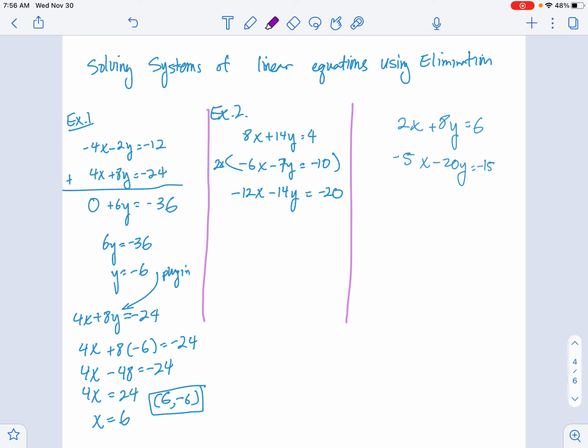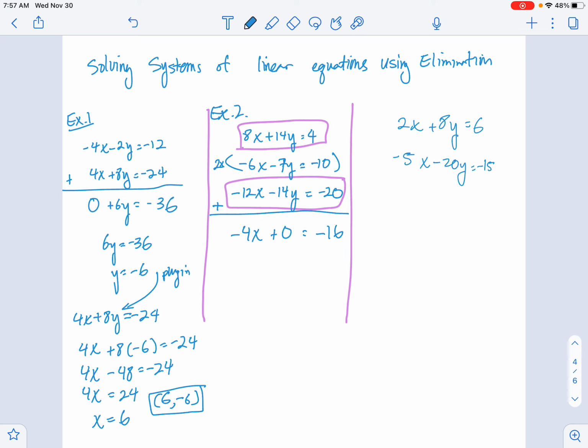Okay, so these are my new equations that I'm going to use. I'm going to next combine or add these two equations, and hopefully my y variable will get eliminated. Okay, so let's see, 8x plus a -12x gives me -4x. 14y plus -14y, that eliminates. 14y plus a -14y gives me +0. Okay. 4 plus -20 gives me -16.